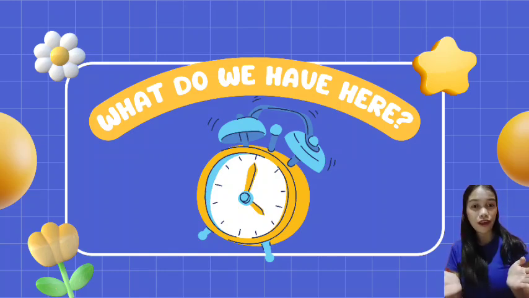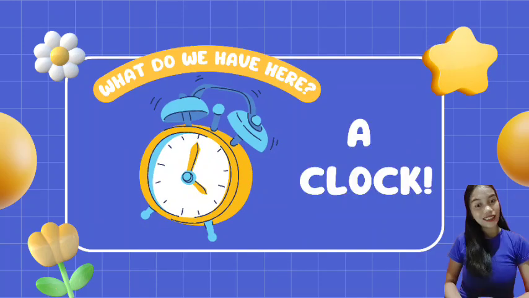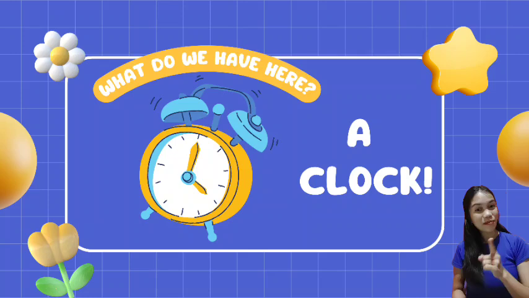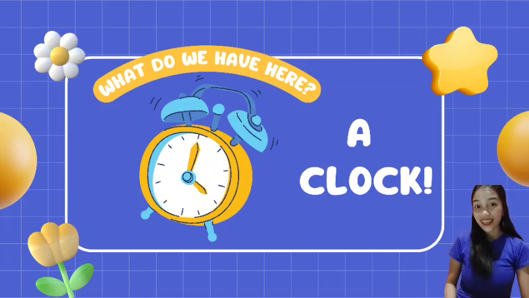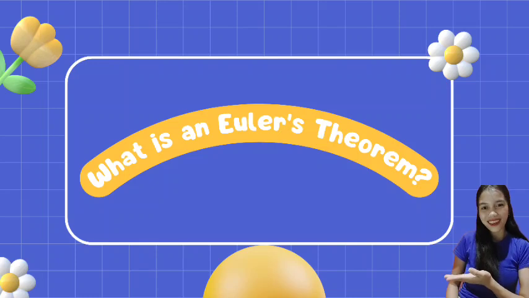But before we begin our lesson, take a look at the board. What do we have here? Oh, a clock! Wow. Did you know that clocks are actually related to our lesson for today? Keep your answers in mind because we are going to get back to it later. Let's begin by remembering what Euler's theorem is.